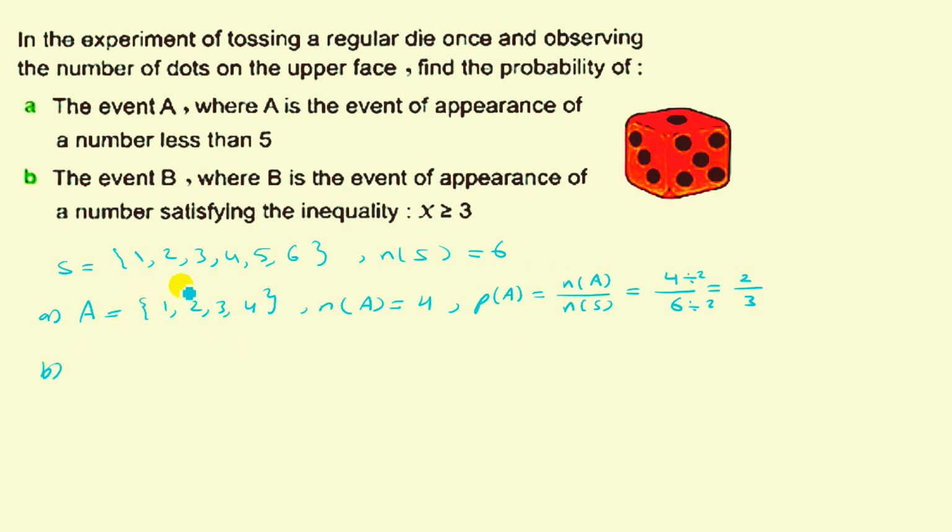Letter B. The event B, where B is the event of appearance of a number satisfying the inequality x greater than or equal to 3. What are the elements that satisfy this inequality? X equals 3, so we write 3, 4, 5, 6. Of course, an event is a subset of the sample space. Therefore, this is event B. Therefore, the probability of event B, number of elements of B, 4 elements over 6, is equal to 2 over 3.